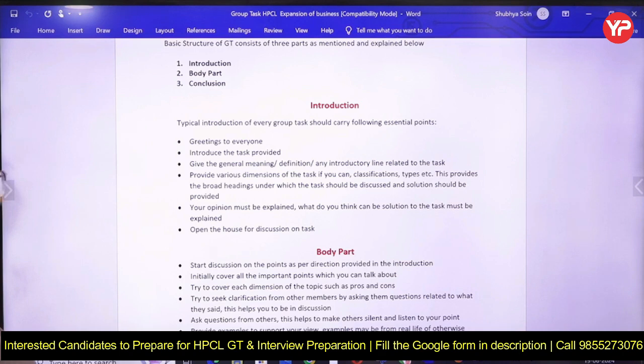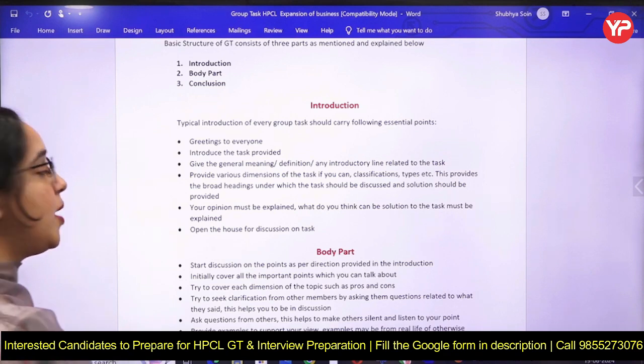Meaning, the idea of that task. Then you have to provide various dimensions of the task if you can, like classification and types, and this provides broad headings under which the task should be discussed and the solution should be provided. Your opinion must be explained as to what you think you can put as the solution or the way you can explain the task.